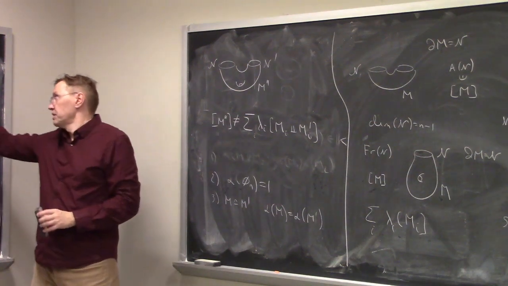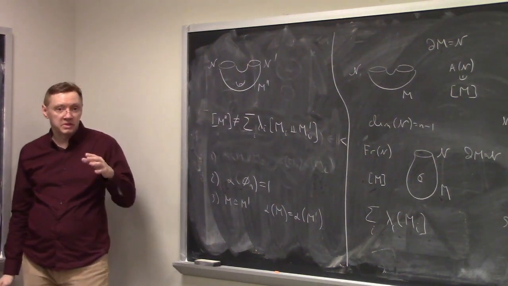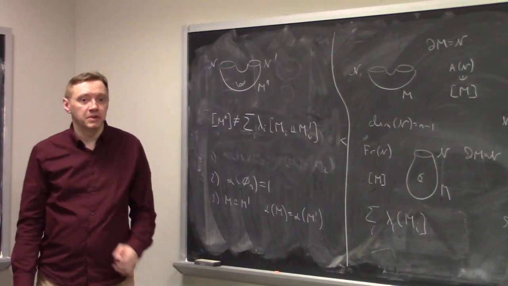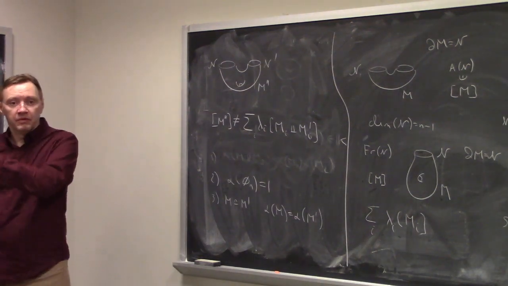So in other words, the image might not be the whole space. The image respects the bilinear form, but it might not be the whole space. We'll look at some examples.